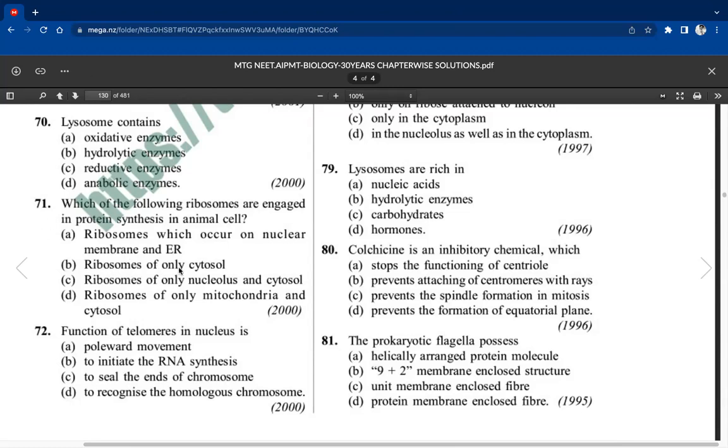They're just tricking you. Ribosomes of only cytosol is true. There are ribosomes in the cytosol, called free ribosomes. But in animal cells, ribosomes which occur on the nuclear membrane and the ER synthesize proteins, right? Because the mRNA which is produced inside has to come through the nuclear pores. The moment it comes out, these ribosomes hold it and start synthesizing protein out of it. Also ER which contains ribosomes is called RER, attached to the nuclear membrane, so it synthesizes protein. C and D are absurd options. There is no ribosome in the nucleolus.